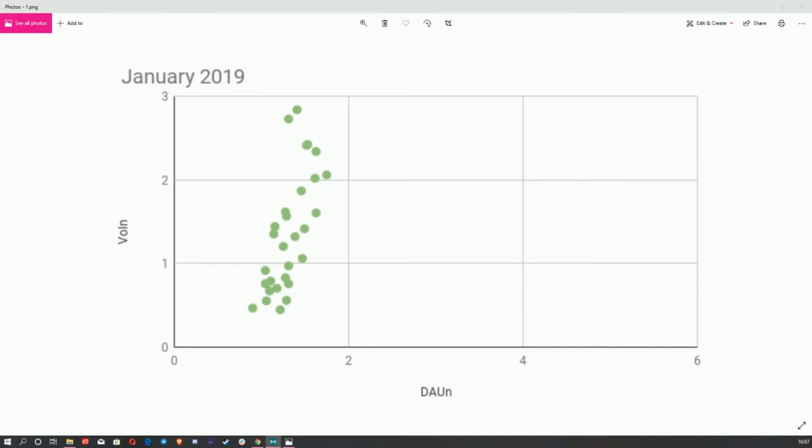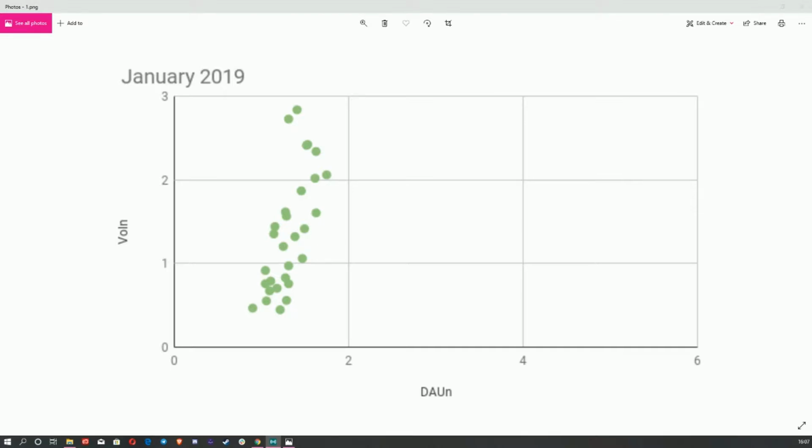What I've done is what we call normalized it. I've taken the average of the DAUs for OpenSea throughout its history and divided every day's DAUs by that number. So if the average for OpenSea is 100 and a particular day has 200 users, it would show up on this graph as 2. Same thing for volume. If the daily ETH being spent was 2 and the average was 1, this would come in as 2. So what we're looking at is how these patterns change.